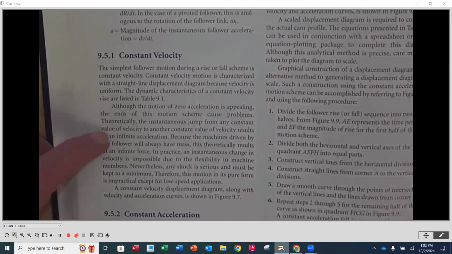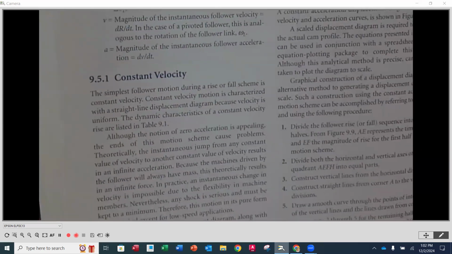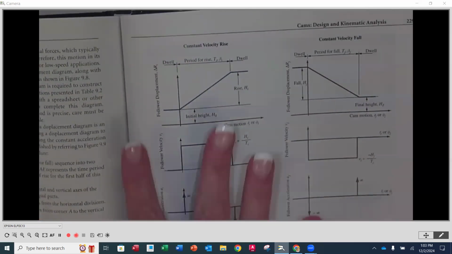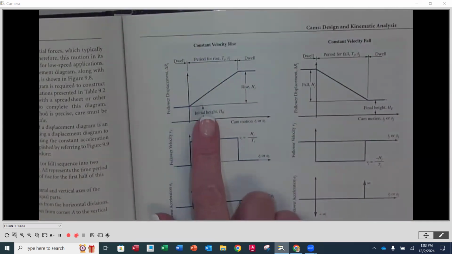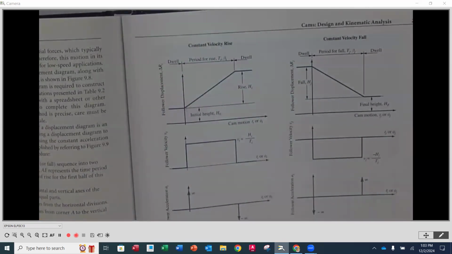Now, the first one, constant velocity. Let's look at this one first. Again, it talks about it here. It's the most simplistic that we have. And if we look on page 229, the first column here at the top, this is constant velocity. The first part here is going to give us what our follower displacement is and what the profile of the line looks like. It's the easiest one to construct.